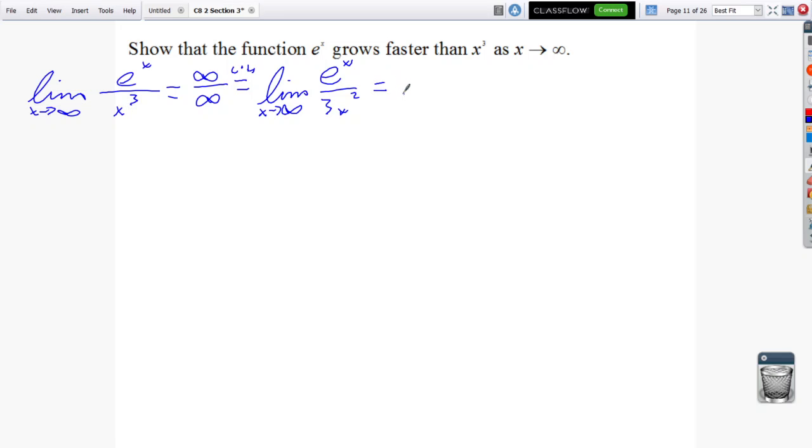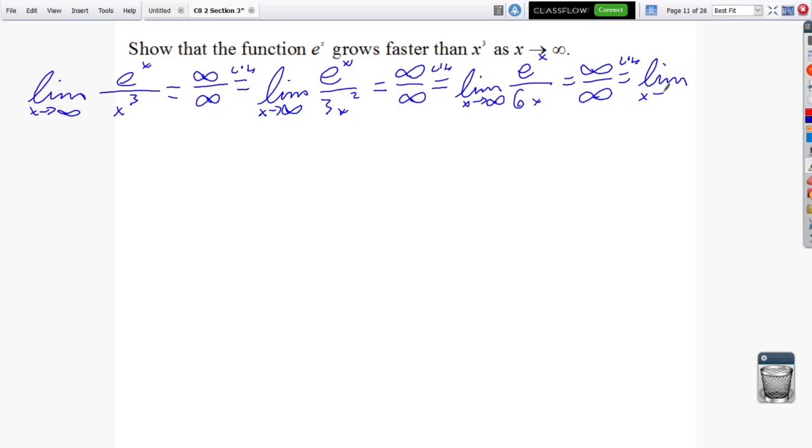We know that this is still infinity over infinity, so we're going to have to do this again. We have the limit as x approaches infinity of e to the x over 6x. Still infinity over infinity. We L'Hopital again, and we have the limit as x approaches infinity of e to the x over 6. Finally, we're out of indeterminate forms. We've got infinity over 6. Infinity divided by a finite number is infinity.